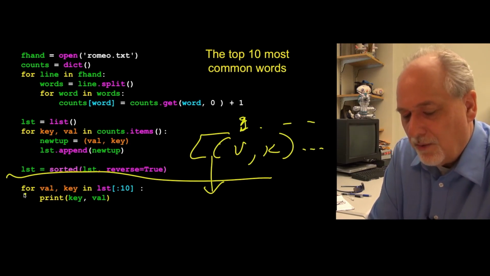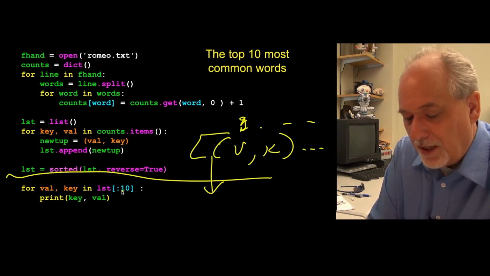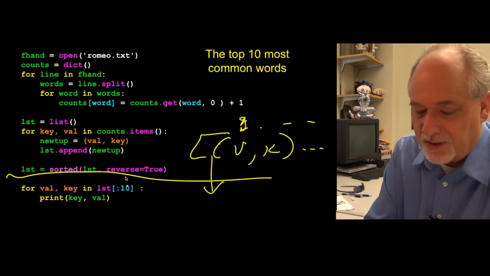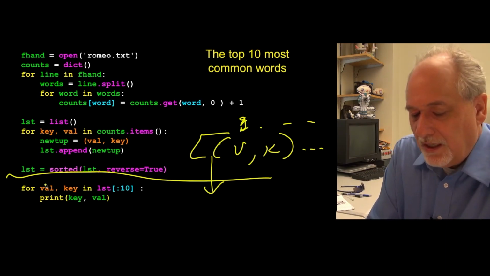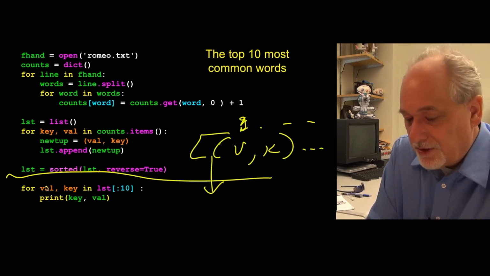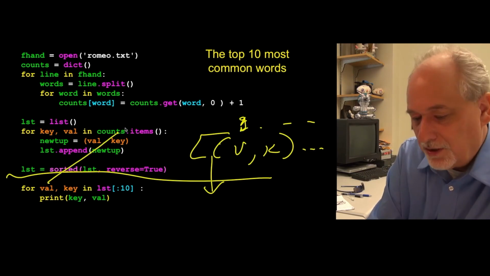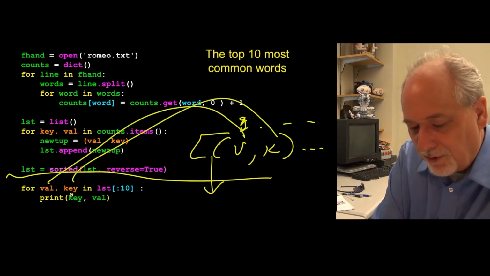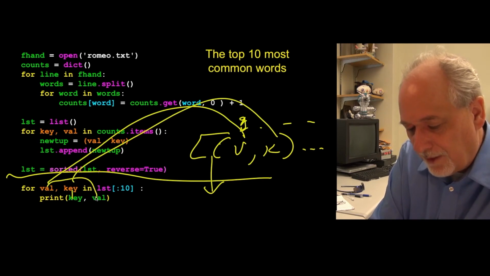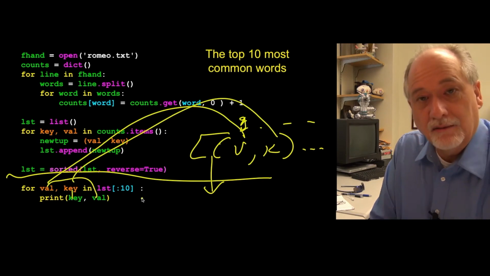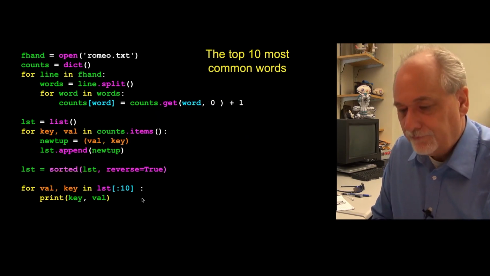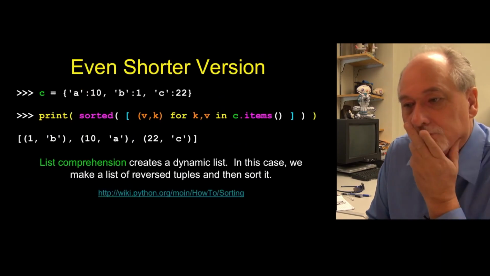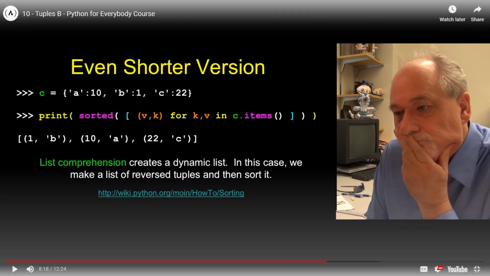And so we're going to run through this new list, only the first 10, starting at the beginning up to, but not including number 10, which is the first 10. For value, key in, and so value is good. This is the iteration variable that's going to go through each of these things, on and down, and then we're just going to print it out flipping it. So we re-flip it, flip, flip. We print out key, value, and it's going to work. And that's how it goes. Okay, and there's an even shorter version.